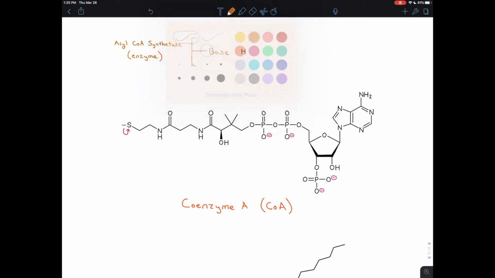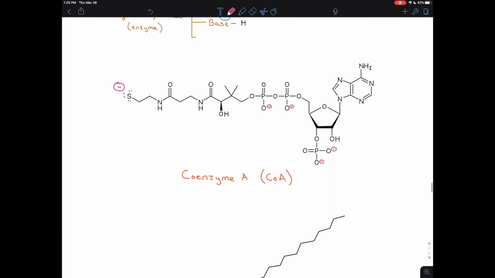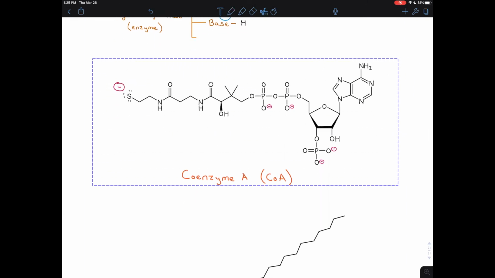That base will now have positive charge somewhere, and then the electrons on the sulfur will become a third lone pair. There were already two, there's going to be a third one, and the sulfur has a negative charge now. So it's a great nucleophile.